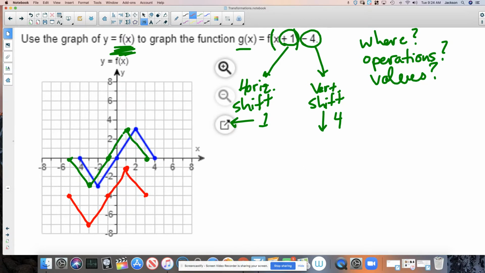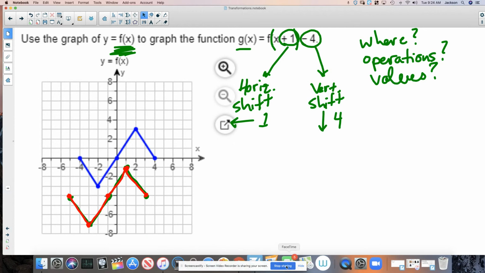And again, we could have gotten that by grabbing the whole graph and shifting everything 1 unit to the left and 4 units down. So we're moving the points, not the graph. Keep that in mind when you're trying to do this on your own.